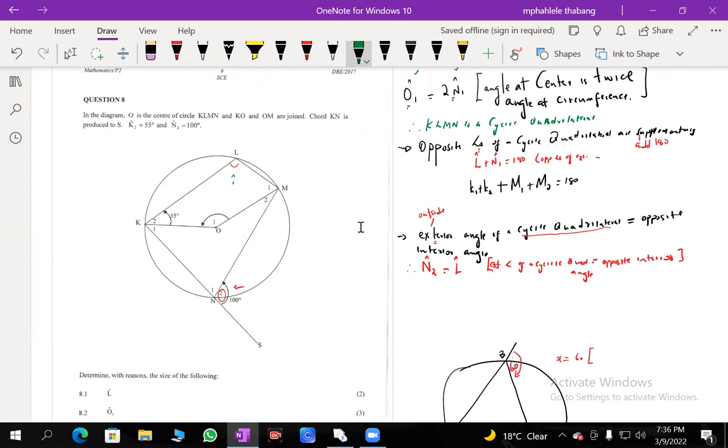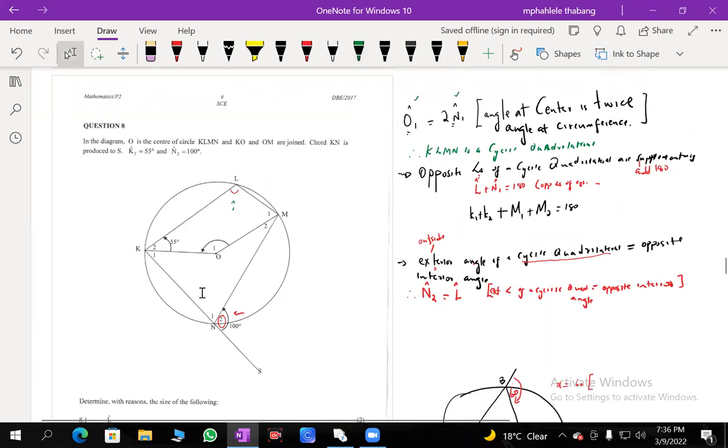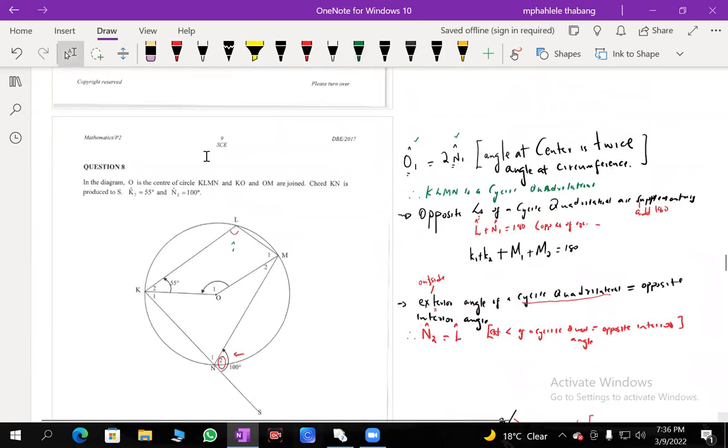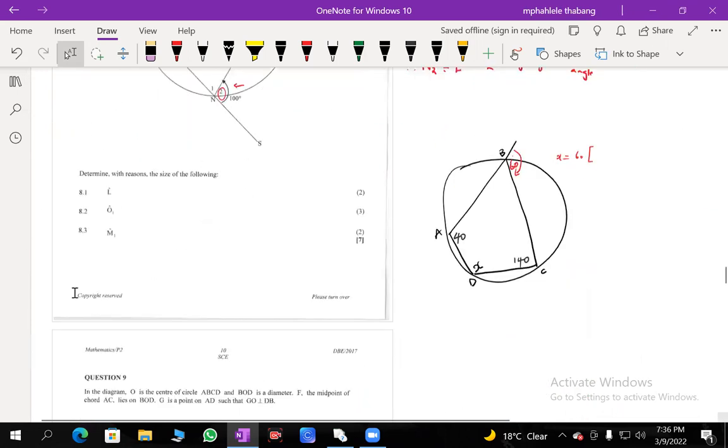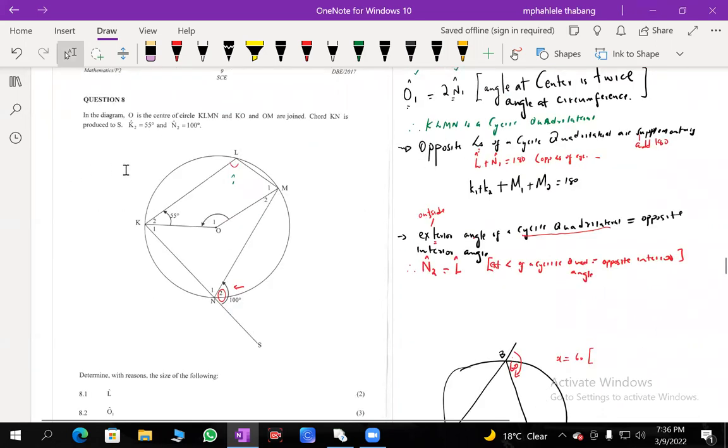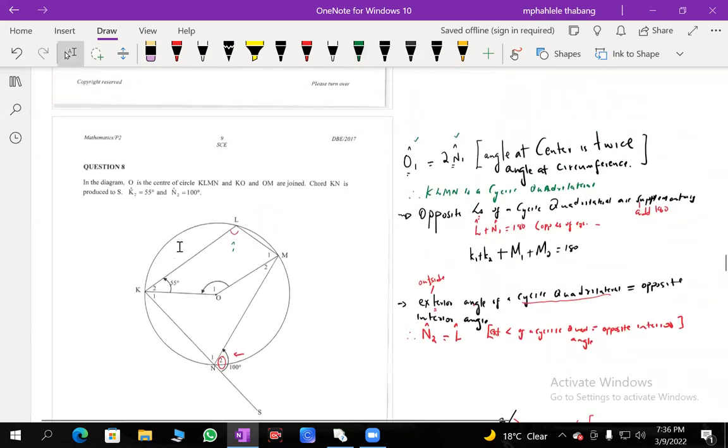I wonder if there is any other thing that we can apply here. We talked about the angle at the center, and the exterior angle of a cyclic quad and the opposite interior angle. Guys, I was just interpreting the diagram, not answering the questions. I haven't even read the questions. So let's now attempt to answer the question.